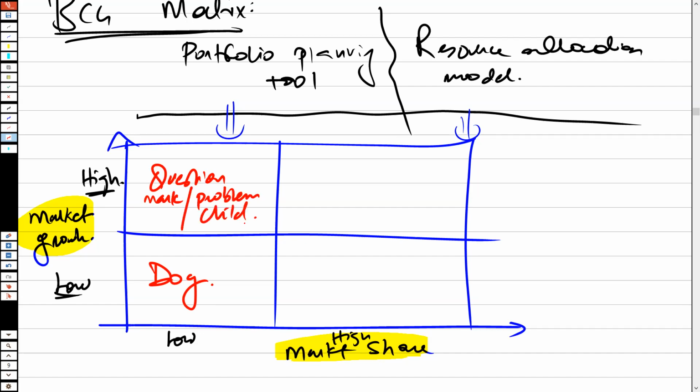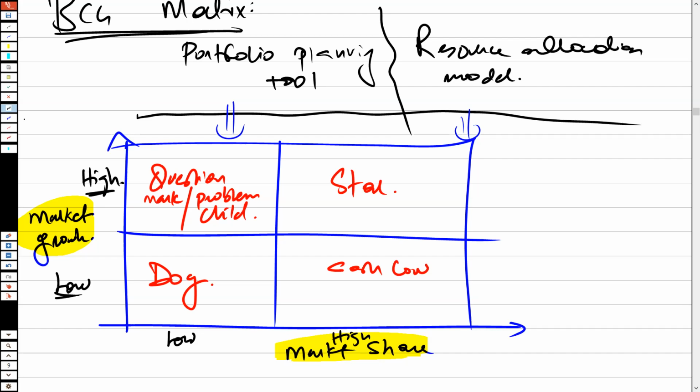There's another name for it, which is called the problem child. Then when we talk about market share, high market share and low market growth is basically called a cash cow, and this is called a star.